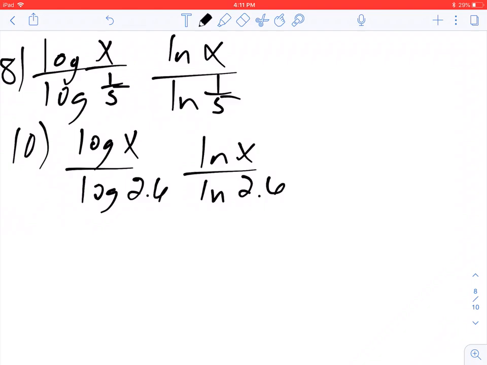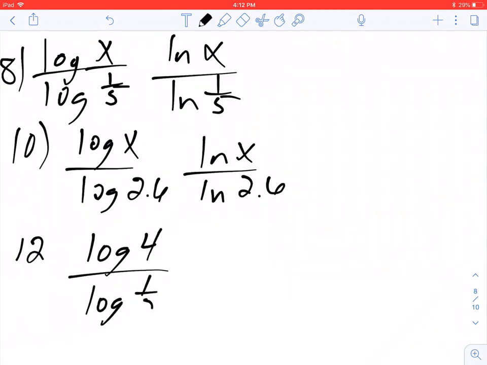Moving on to number 12 and 14, the directions are evaluate the logarithm using the change of base formula, round your result to 3 decimal places. So the change of base formula is going to allow us to type it into our calculator as log of 4 divided by log of 1/2. Now, when we do that, you'll have to bear with me for 1 second. I need to type that in. Log of 4 divided by log of 1/2, you get -2.